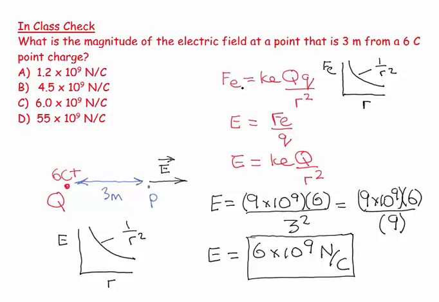So for both electrostatic force and for electric field, if I double my distance measurement, in this case between the two charges, and in this case between the charge and the point of interest, if I double that distance, I will get 1/4 the electric field. If I triple the distance, I would get 1/9 electric field. If I quadruple the distance, I will get 1/16 electric field.